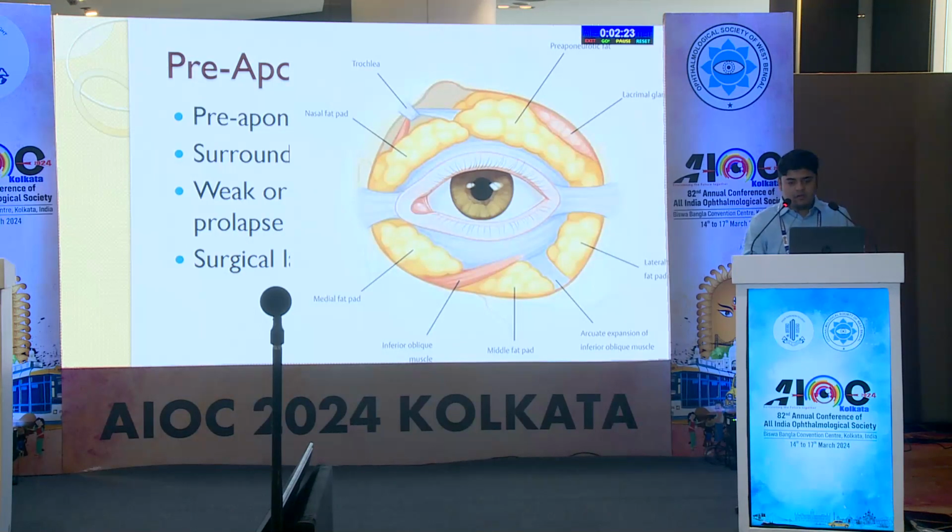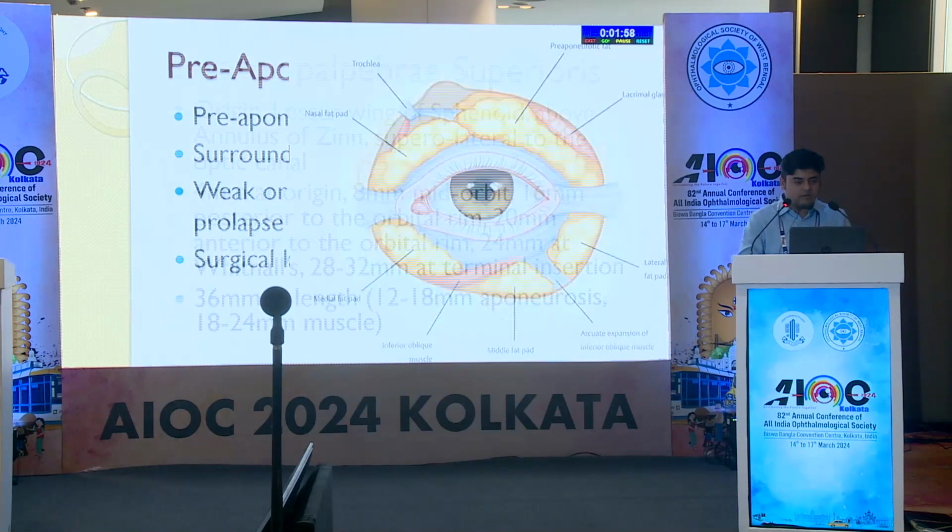The upper lid pre-aponeurotic fat has the central fat pad and the nasal fat pad. Now, the nasal fat pad is from a different neuroectodermal origin and is yellowish in color and has larger globules. And in the lower eyelid, there are three fat pads, the medial, central, and the lateral fat pads. And here we have to remember that the inferior oblique muscle and its arcuate expansion should not be injured while we are performing any cosmetic procedures to the fat pads.